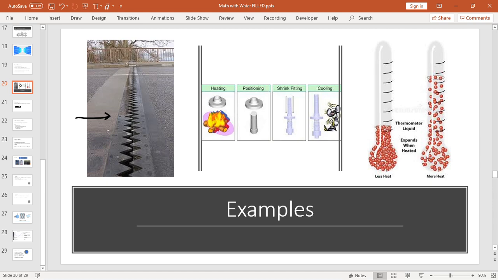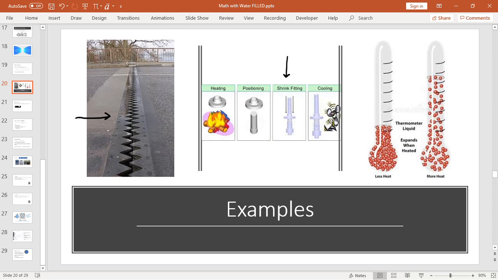The second picture is how we use this concept, shrink fitting. If you want to fit something, notice they're heating something that needs to go with some kind of washer or something that needs to go on a shaft. They're going to heat it up and then they can slide it on. And then once it cools down, it's going to be a tight fit and you won't have to do anything else. And then we use this concept when we have our thermometers.